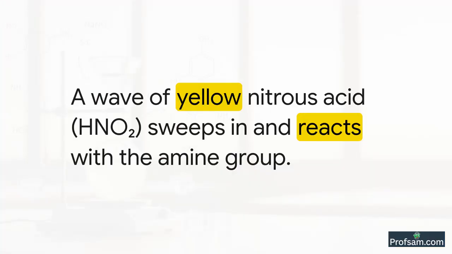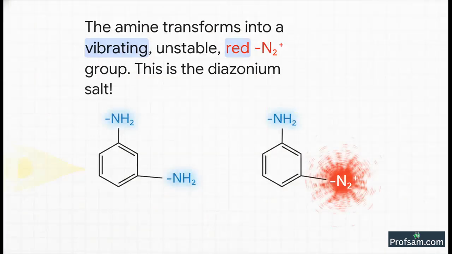Now here comes the action. Imagine a wave of yellow nitrous acid, which we just prepared in that cold acidic solution. Imagine it sweeping in. This is our reagent, our surgeon, and it's coming to do its work on that calm blue amino group. And what happens next is a complete, dramatic change. That calm blue group is gone, and in its place, we now have a vibrant, energetic, unstable red group, the N2+ group. This is our diazonium salt.